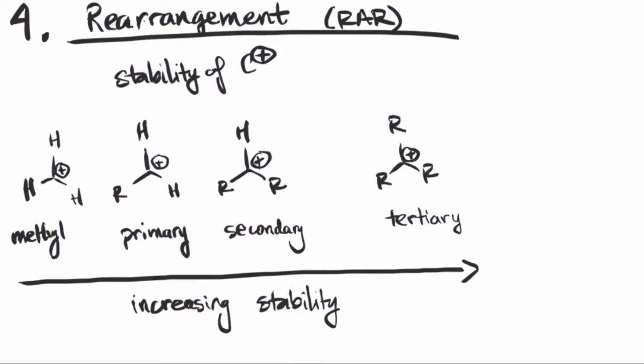Now let me add some more complexity to this pattern. When you have a secondary carbocation, it has the same stability as an allylic carbocation or benzylic carbocation. Remember that this is not hyperconjugation, but rather the effect of resonance. So carbocations can also be stabilized by adjacent pi systems.